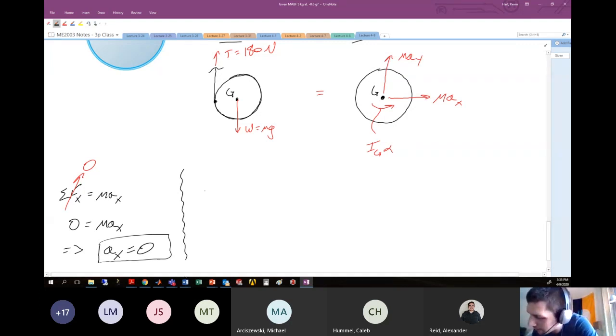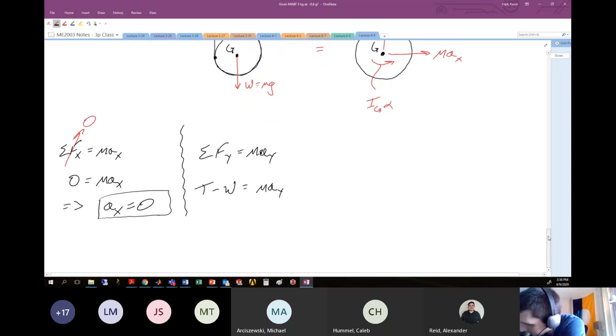Let's look at the kinetic equation in the y direction. The sum of the forces in y is may. This one's a little more complicated, since we have a couple of forces acting in the y direction, namely the tension and the weight. We have the tension in the positive direction, so I'll leave it as a variable for now: T minus the weight of this disk, those are my two forces, equals the mass times the acceleration in y.